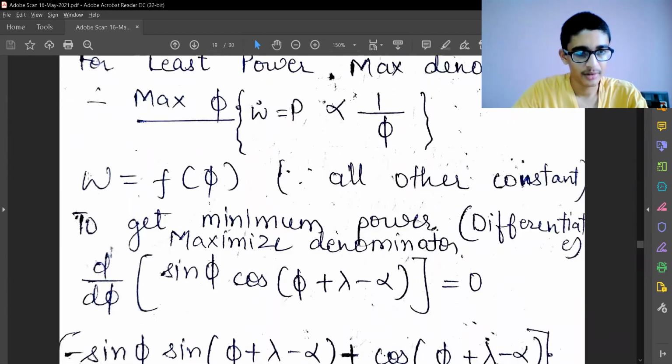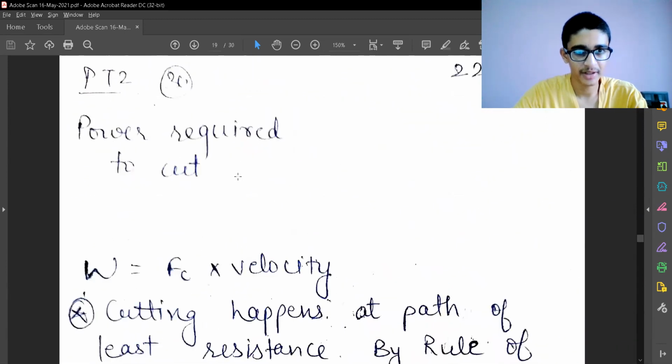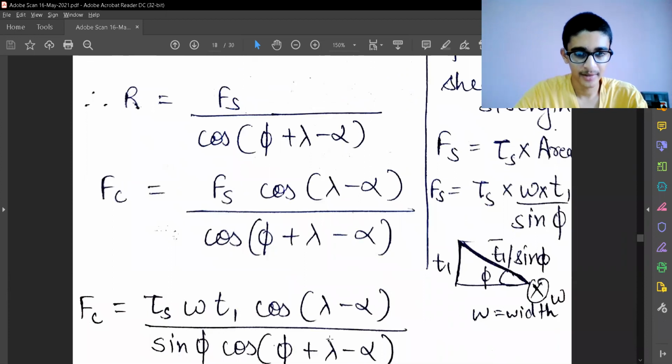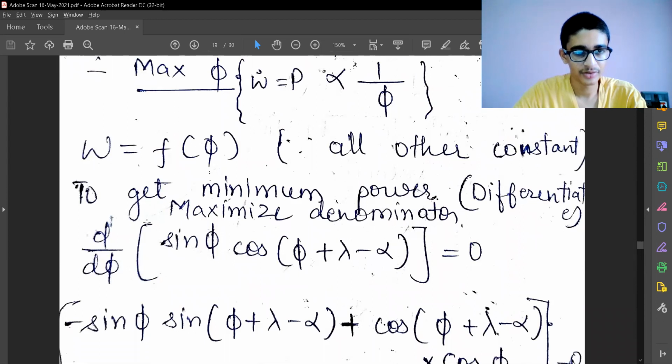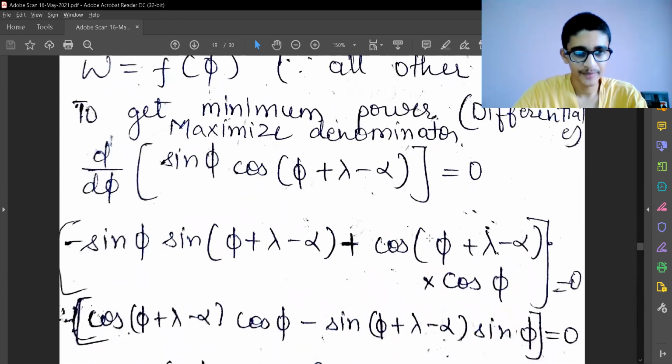So the power is now a function of only the value of phi, because all other values involved are either material constants or machining parameters directly. Alpha is the tool geometry factor. So the only thing which we can control is the value of phi. To get the minimum power, we differentiate, or we can directly differentiate the denominator and maximize the denominator. So this is the differentiation.